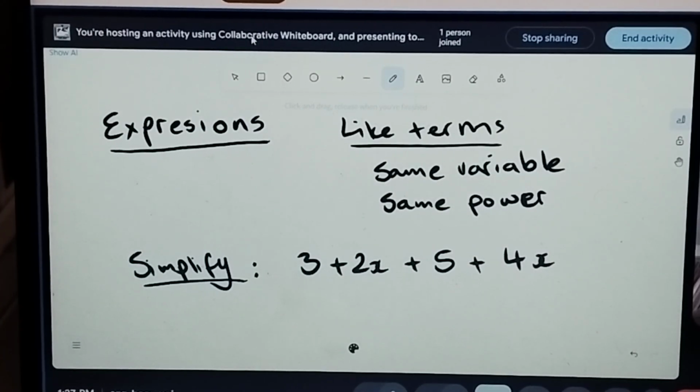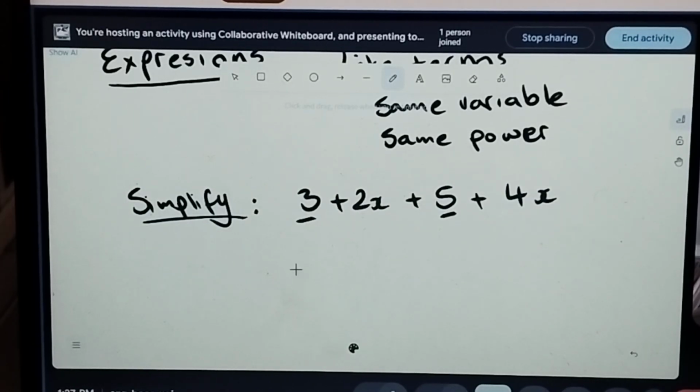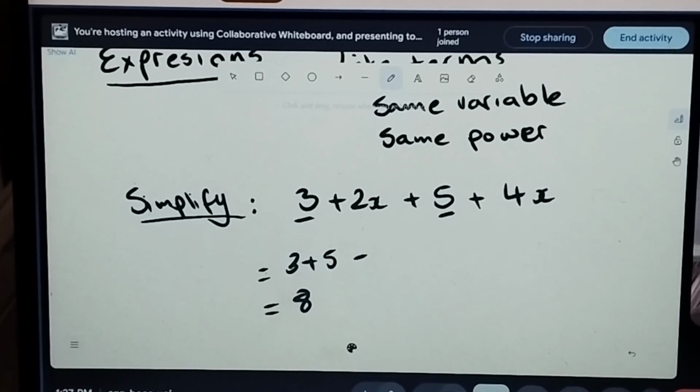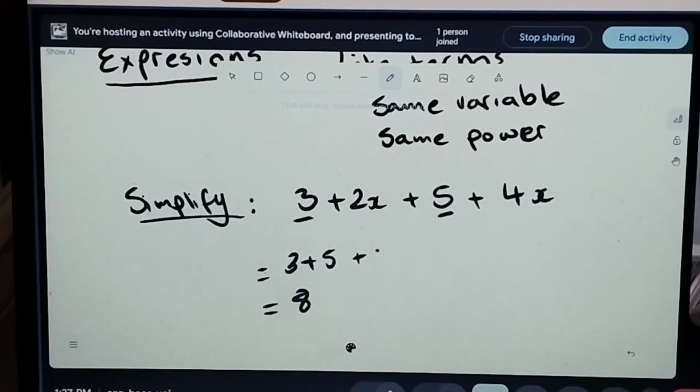So the like terms here, I've got a 3 and a 5. They're like terms because they're both constants. So I take my 3 and my 5 and I add those together, right? So 3 plus 5 is 8. Good. And then I collect my x's together. So my 2x plus my 4x. And if I have 2 x's and I add another 4 x's, then I've got 6 x's. And that would be my final answer.